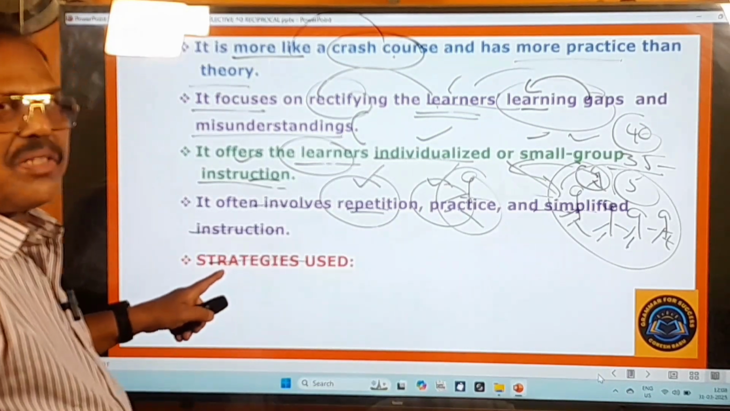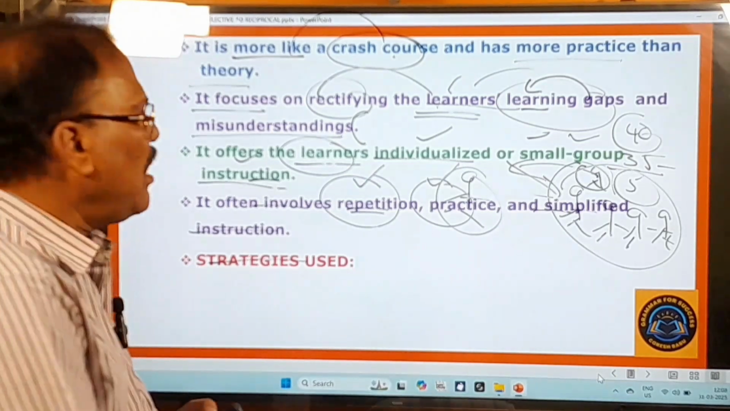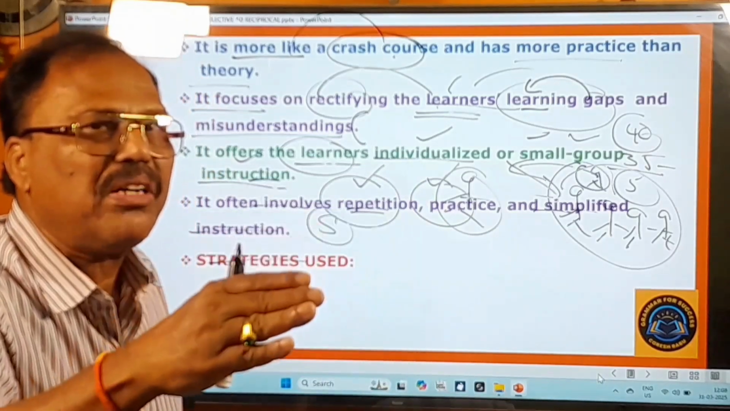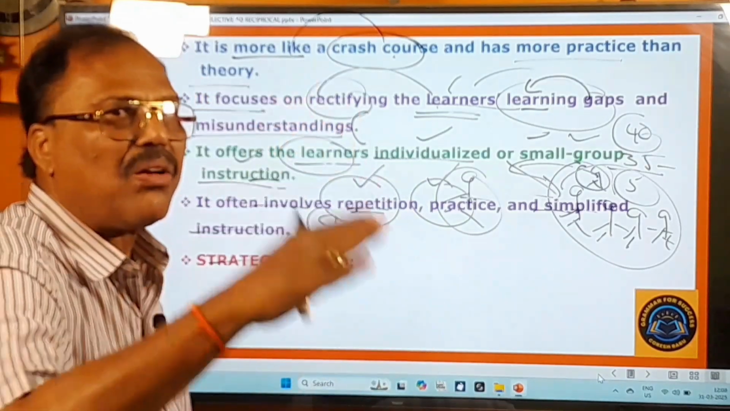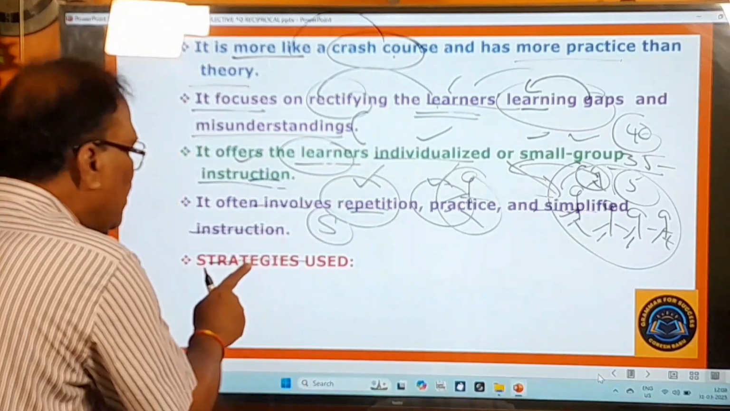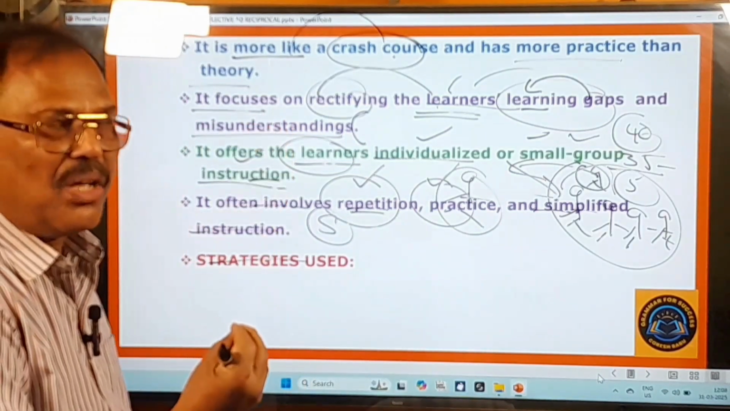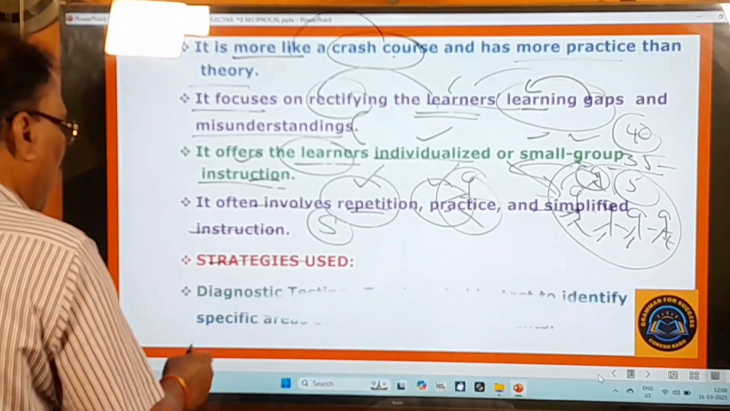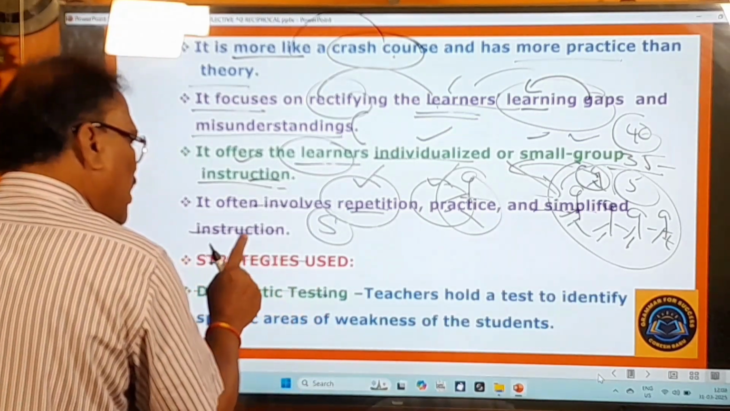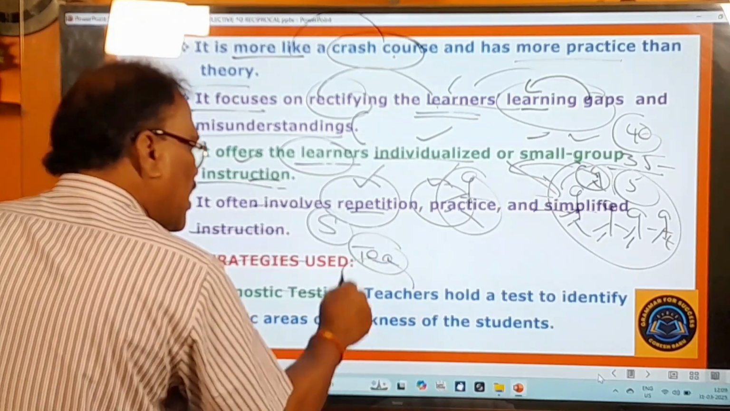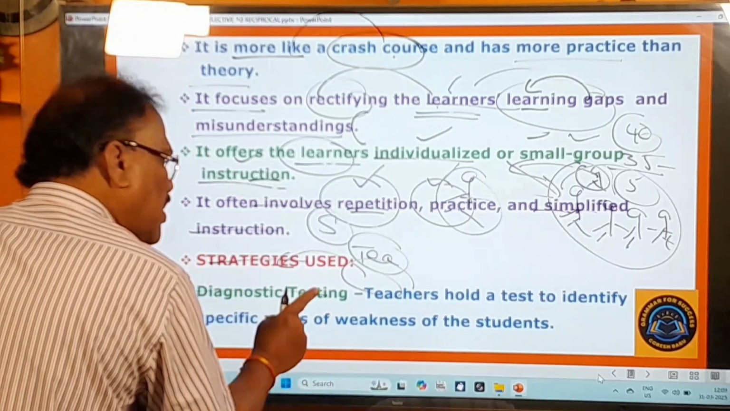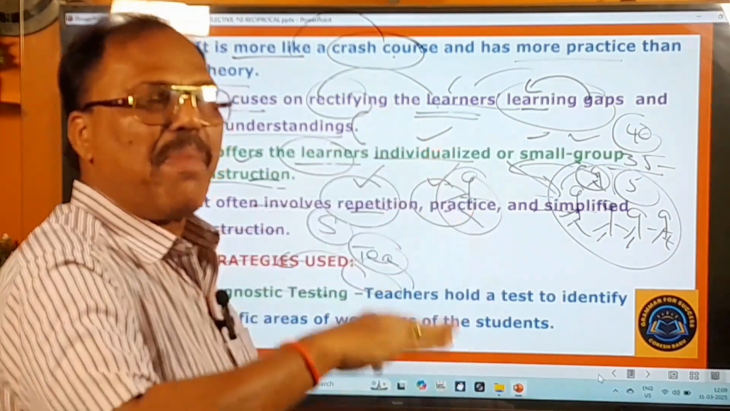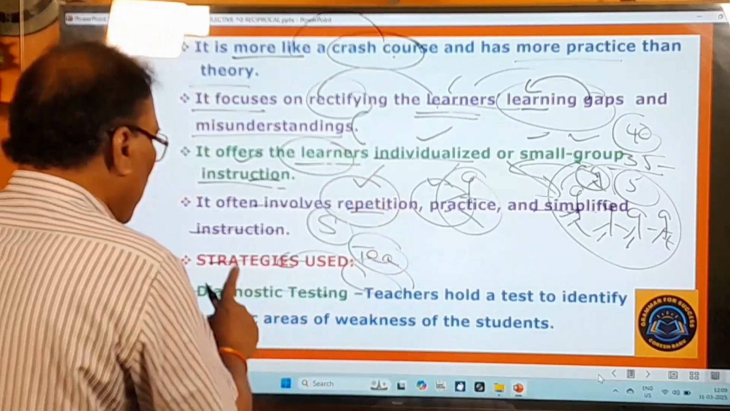What are the strategies used by the teachers in order to make the students progress on par with other forward students, meaning other brilliant or clever students? Here the teachers adopt certain strategies. What are those strategies? Let us see that first of all. Pay attention. Diagnostic testing. The teachers hold a diagnostic testing. Diagnostic testing means the test that finds out the weak students, the backward students. That is called diagnostic testing.